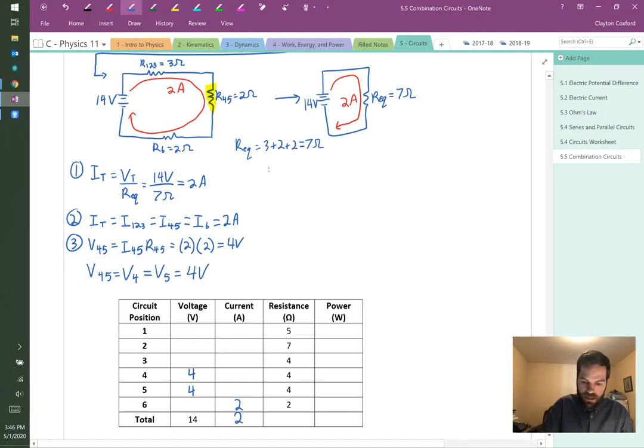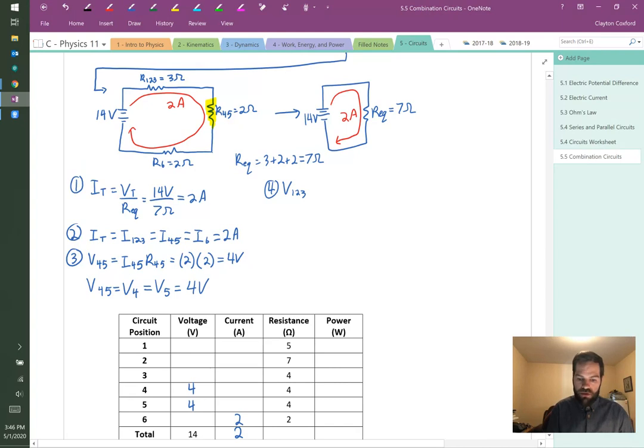But let's look at resistors 1, 2, and 3, and let's use this circuit here in the top left of the screen right now to figure out the voltage drop across it. We know 2 amps goes across the equivalent resistance of 3 ohms. So using Ohm's law, we can figure out the voltage drop across that combined resistance. So V is equal to IR. 2 amps across 3 ohms is 6 volts.